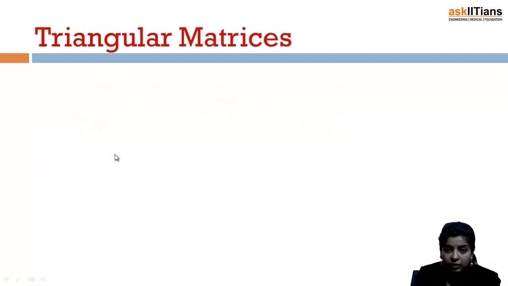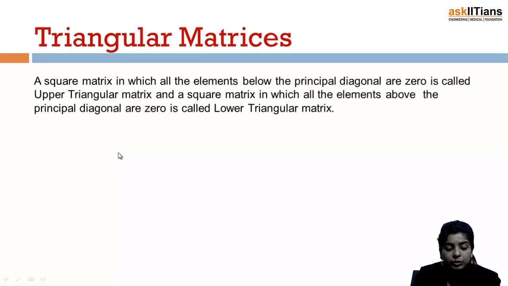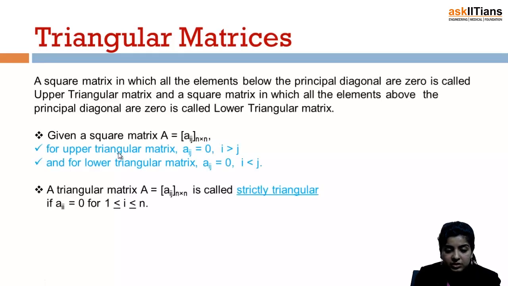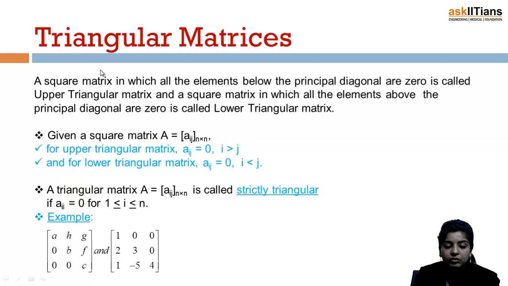Next we have is triangular matrix, and this I told you is an important type of matrix, but this is a bit confusing, so just be a bit cautious. A square matrix again, square matrix as we have discussed, number of rows is equal to number of columns. A square matrix in which all the elements below the principal diagonal are 0 is called upper triangular matrix, and a square matrix in which all the elements above the principal diagonal are 0 is called lower triangular matrix, right?